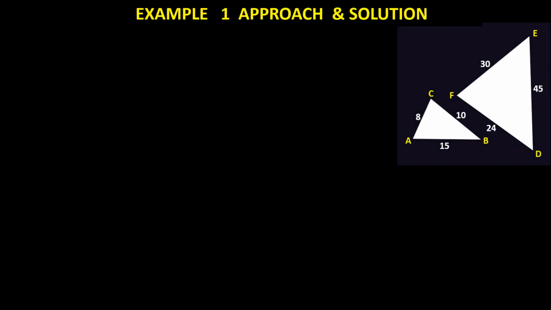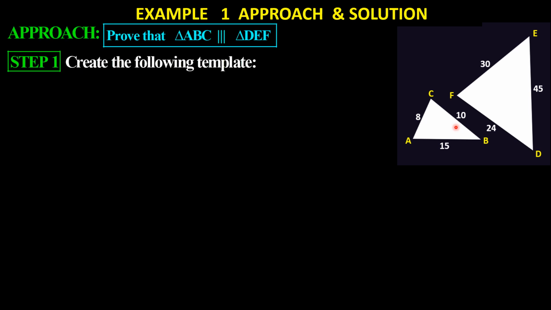Consider the approach that we're going to use there. We have two triangles, and the lengths of the sides are given. No angle measurements are given. And we want to prove that these two triangles are similar. So the first thing we want to do is just create a template. Remember, we want to set up a proportion. So just have a template like that, with equal signs, and a numerator and a denominator, numerator and a denominator, numerator and a denominator.